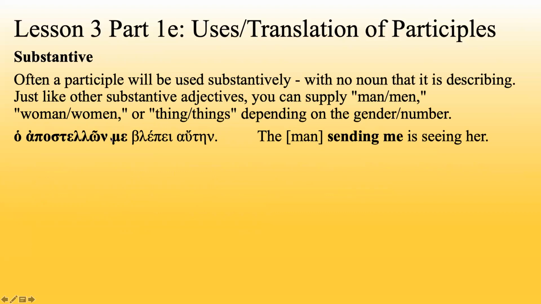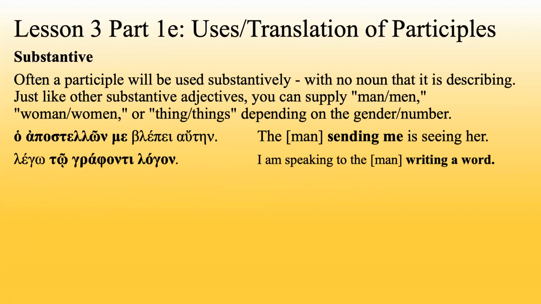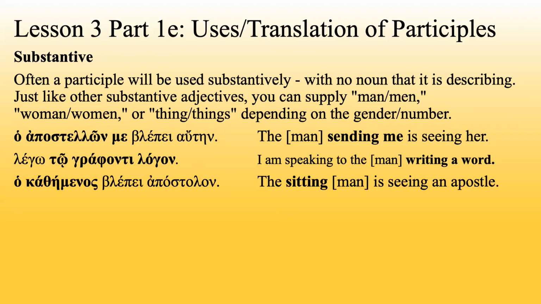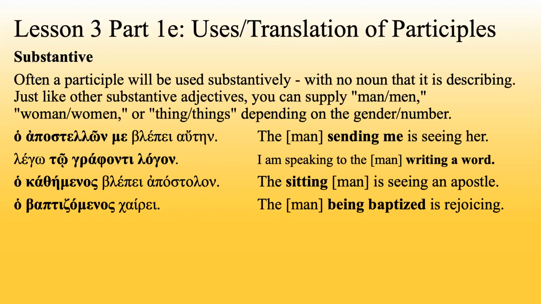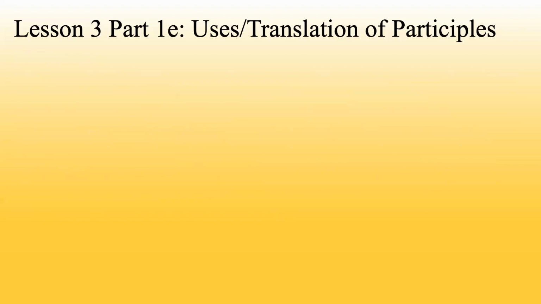So, ho apostellon me blepei auten. The sending-me one, or the sending-me man, is seeing her. Lego to graphonti logon. I'm speaking to the writing-a-word person. Ho kathemenos blepei apostolon. The sitting man is seeing an apostle. Ho baptizomenos chairei. The man being baptized is rejoicing.